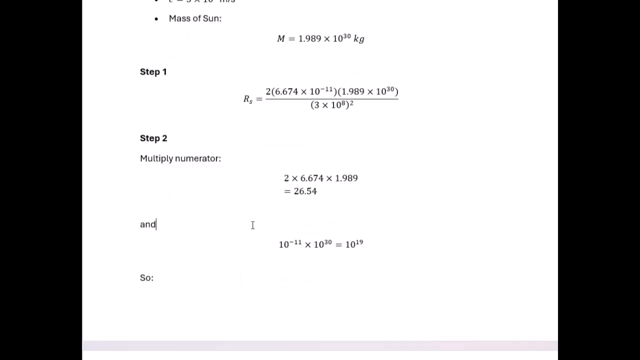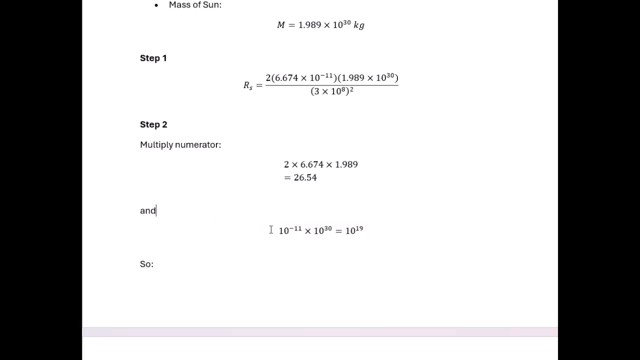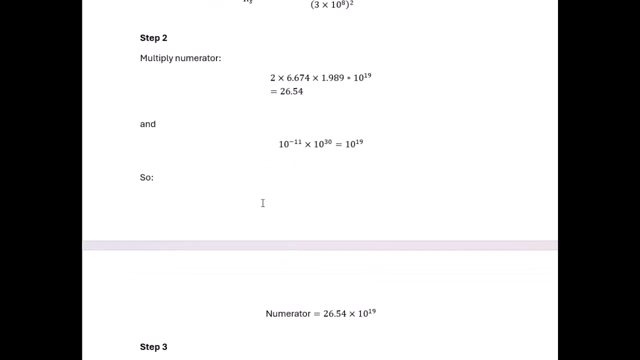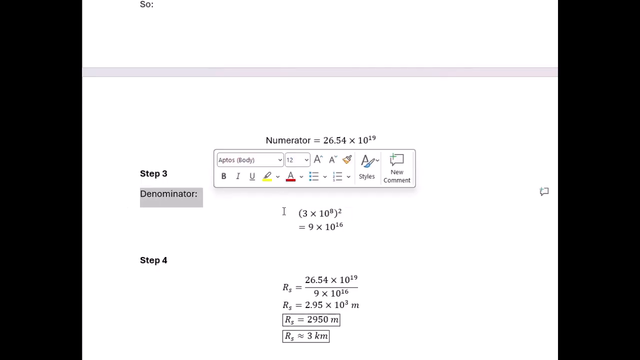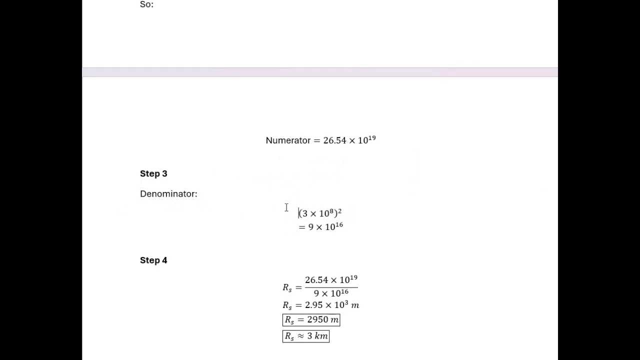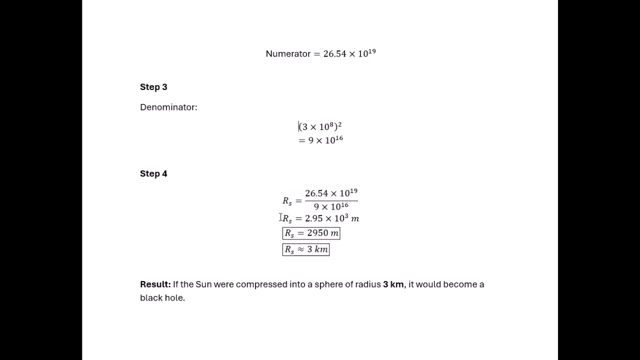26.54 is the numerator. And the powers: 10 raised to power minus 11 times 10 raised to power 30 equals 10 raised to power 19. So our numerator becomes 26.54 times 10 raised to power 19. Now let's solve the denominator. It's the speed of light squared, so it will be 9 times 10 raised to power 16.